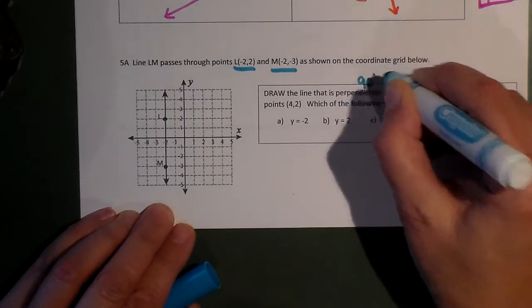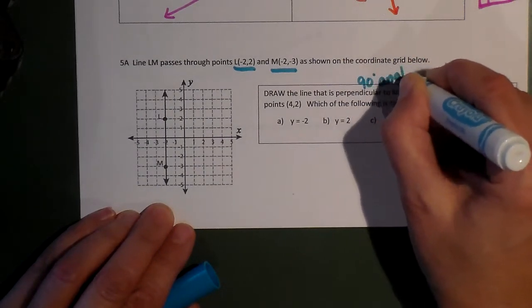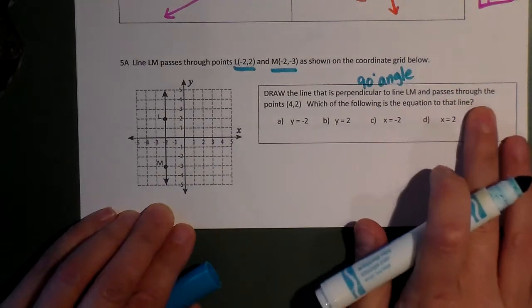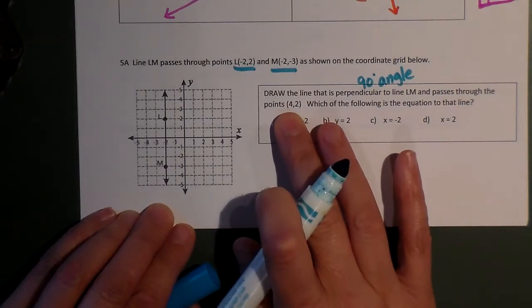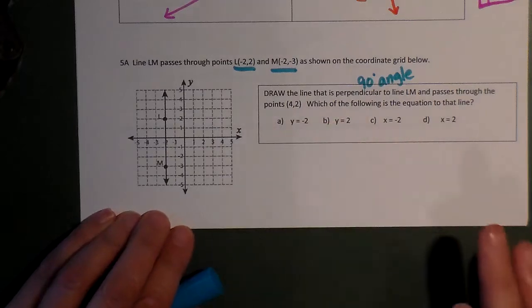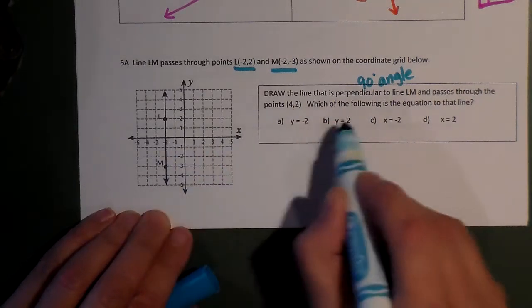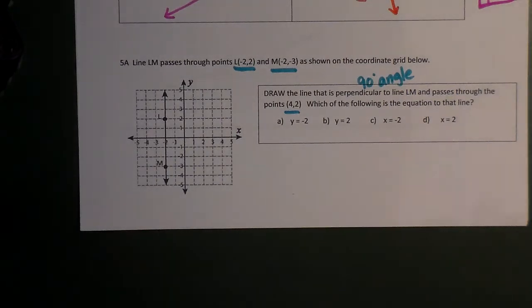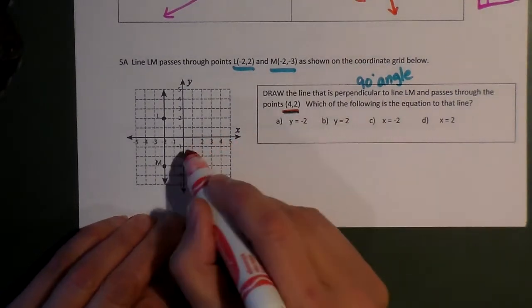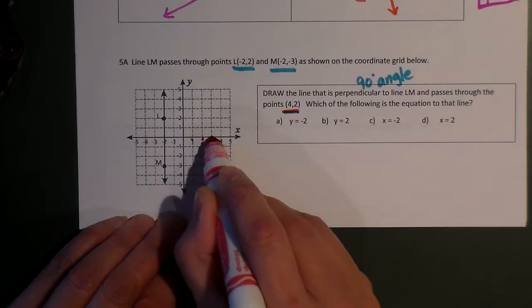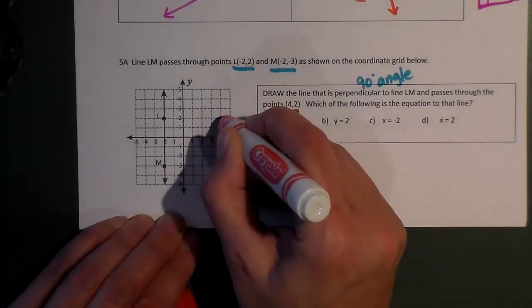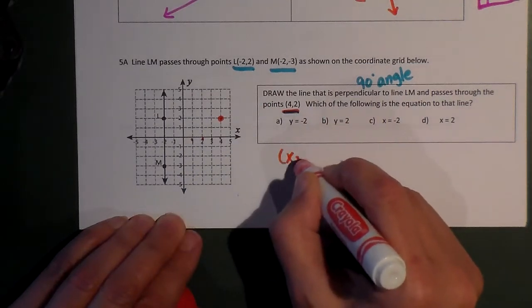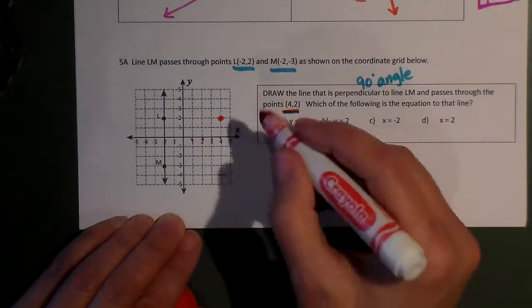That means I need a 90-degree angle to LM and passes through 4, 2. Now, let's go over 4. Let's plot this point. This is our new line. We'll do perpendicular with red. So I'm going to go over 4, 1, 2, 3, 4, up 2, because remember this is an XY coordinate. We go right and left, up and down.